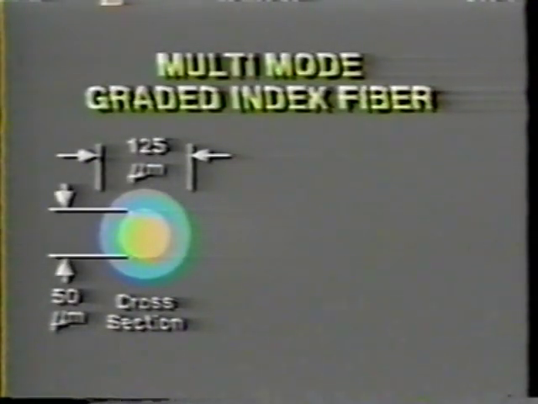Standard multi-mode graded index fiber is used in commercial systems which communicate at 90 million bits per second over distances of 6 miles without repeaters. It's been designed to operate with microscopic laser light sources and has a 50-micron diameter core with a total outside diameter of 125 microns. By comparison, a human hair has a diameter of about 100 microns.